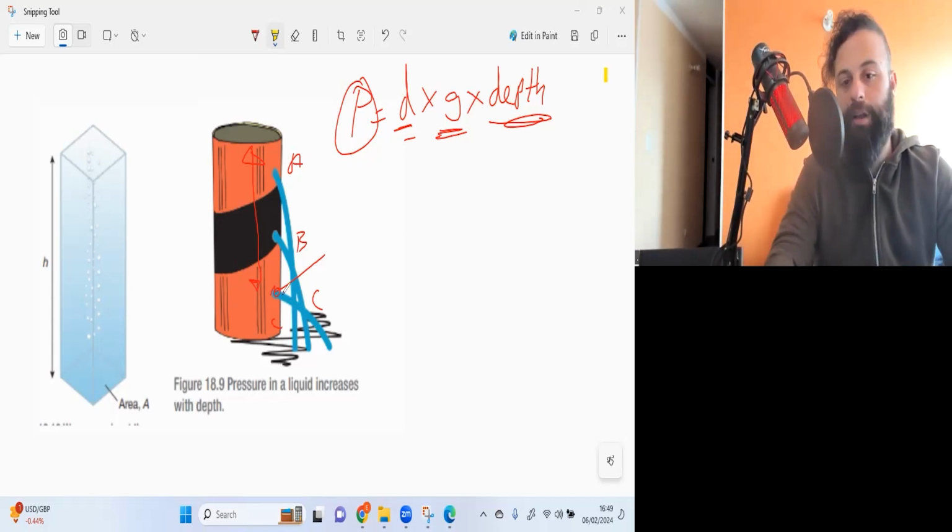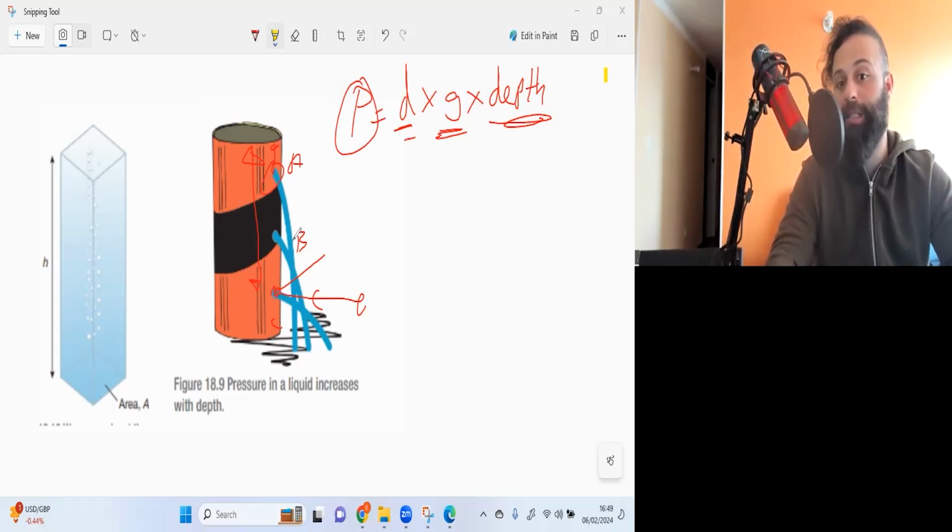And because there's a greater pressure, the water could shoot out further than at A, for example. A has a bit of pressure, but hasn't got as much pressure as B or C. So the water doesn't shoot out as far because the pressure of the water is going to be lower.